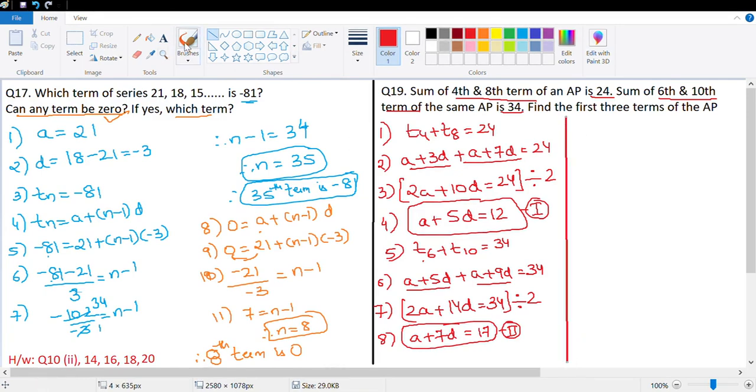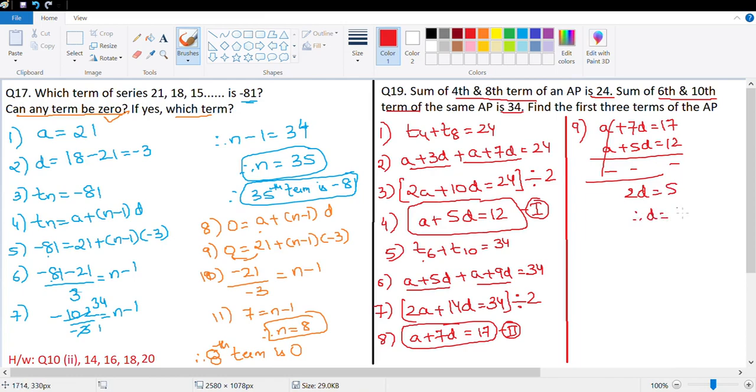I notice that the coefficient of A is already equal, so I can go ahead and subtract these 2 equations. So A plus 7D is equal to 17 and A plus 5D is equal to 12. When I subtract, A and A gets cancelled. 7D minus 5D, that's 2D. 17 minus 12, that's equal to 5. Therefore, D is equal to 5 by 2, that's 2.5.